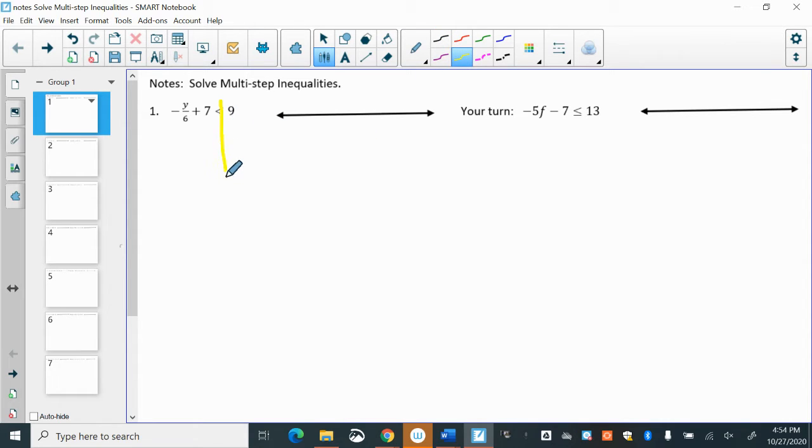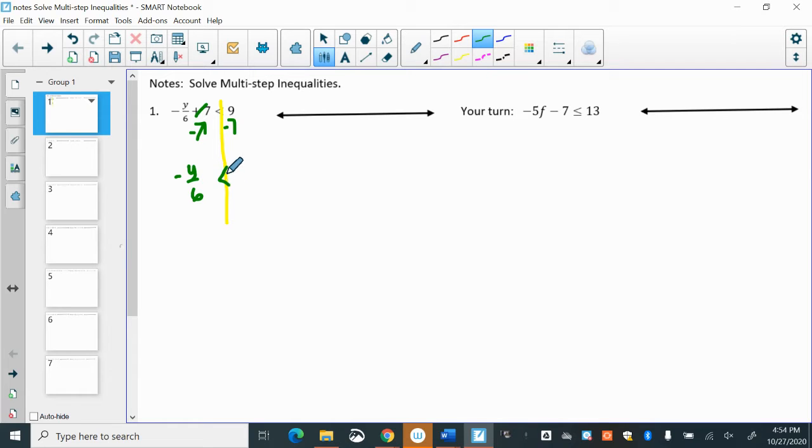Some people like to put up the walls. If you do, certainly go ahead and do so. We need to get to this y isolated. We first need to move the 7. We look in front, it's a plus. The opposite of plusing is to minus. What you do to the left, you do to the right. You bring down this, well, opposites cancel. We bring down this minus y over 6.